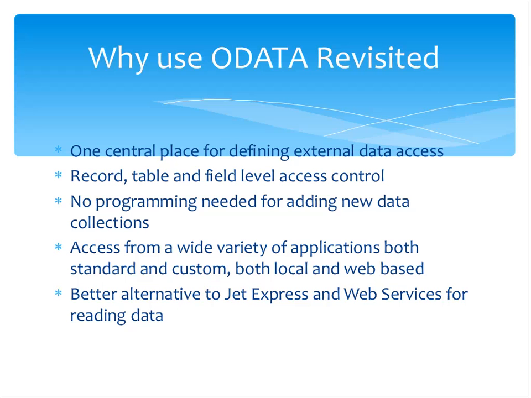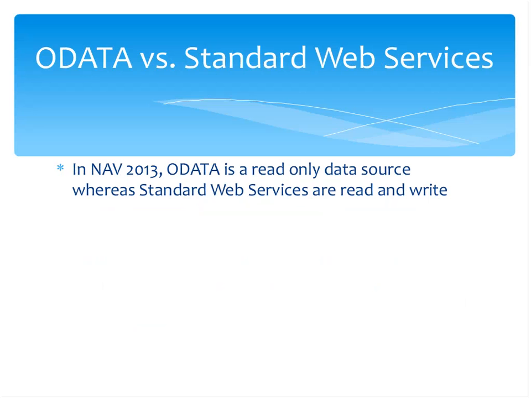Okay, one limitation. I know I've been talking about how great OData is. So OData versus standard web services. In 2013, OData is a read-only data source, whereas standard web services are read and write. Out of the box, generic OData is actually both read and write, so you can read records and you can write them back, okay? In version 2013, OData is read-only, whereas with web services, obviously you can read records, but you can also modify them.